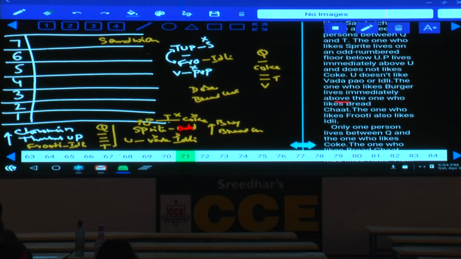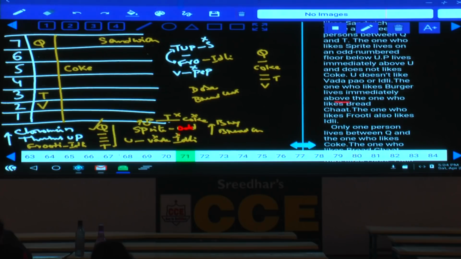Now we can finalize the positions. Q is here, and blank, and in the next blank it must be Coke, and after this another blank, and T must be here. After this T, V must be here. Done with this? Now we can fix the arrangement. Now Q blank blank and so on. The next one. Now we are done with this information.